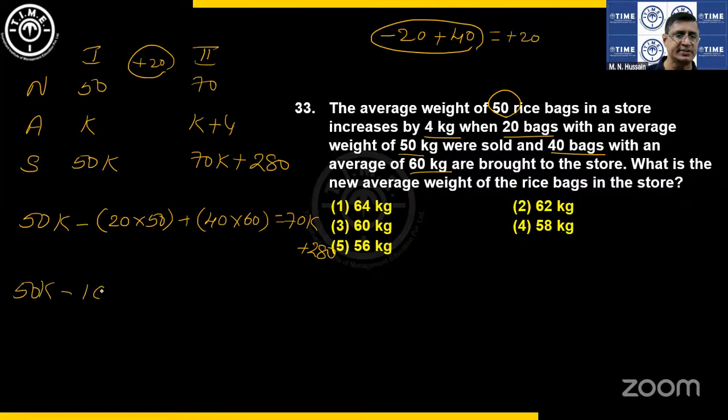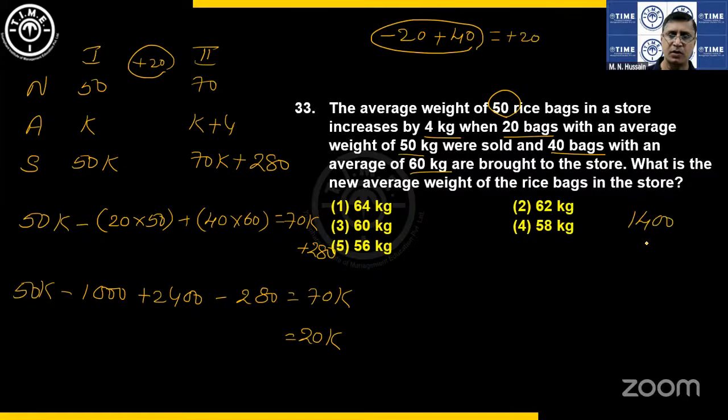50K minus 1000 plus 2400, minus 280 is equal to 70K plus 280. I'm taking the other side. Now let's check. 50 minus 70, that is 20K. 2400 minus 1000, that is 1400. 1400 minus 280, 1120. 0 and 0 get cancelled. What about 2? It goes exactly 56 times.